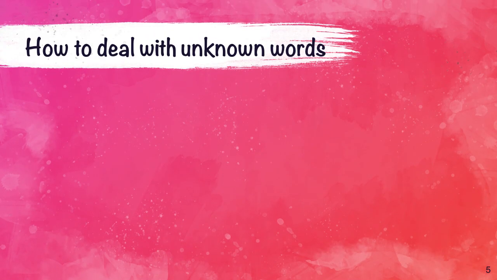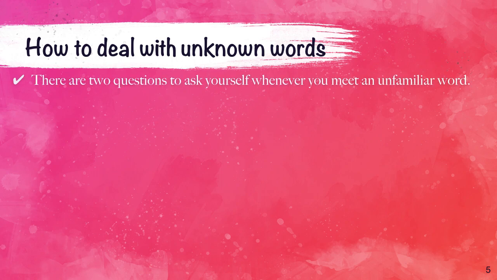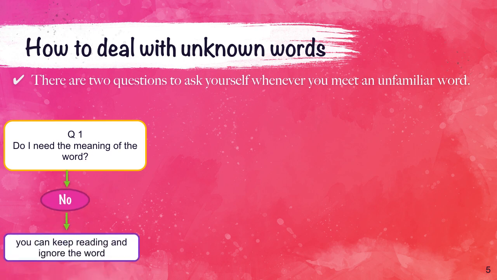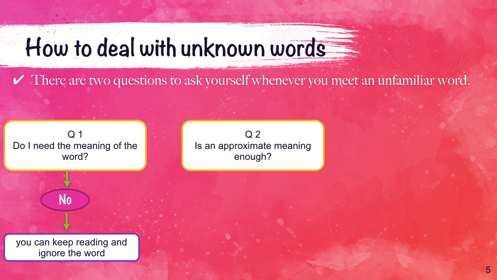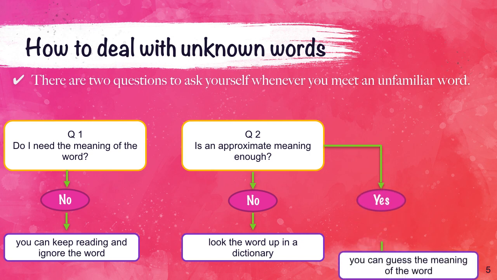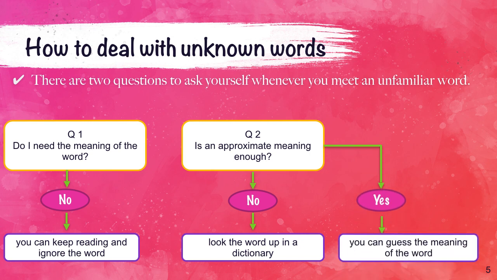There are two questions to ask yourself whenever you meet an unfamiliar word. The first question is, do I need the meaning of the word? Now, if the answer is no, in this case, you are going to keep reading and ignore the word. The second question that you need to ask yourself is, is an approximate meaning enough? If the answer is no, in this case, you're probably going to look the word up in a dictionary. But if the answer is yes, you can guess the meaning of the word.